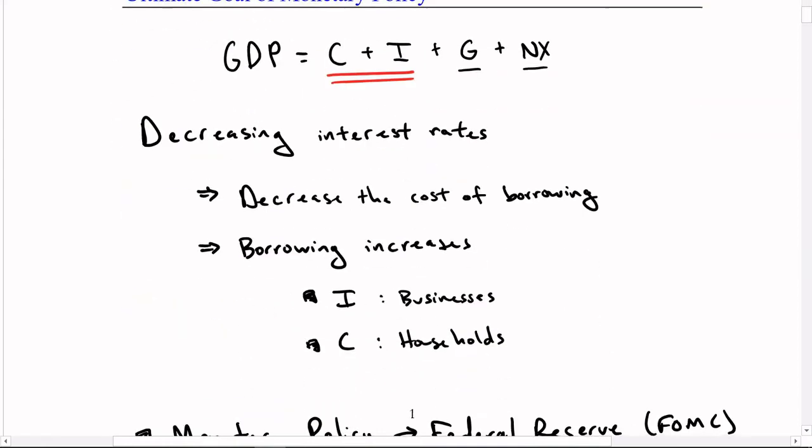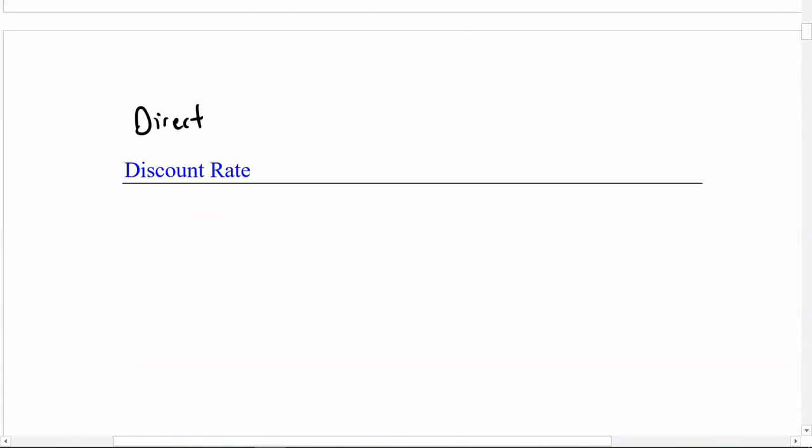But let's start with this direct influence on the discount rate. And the discount rate is just the rate at which banks can borrow from the Federal Reserve.